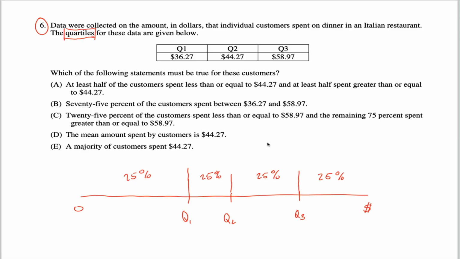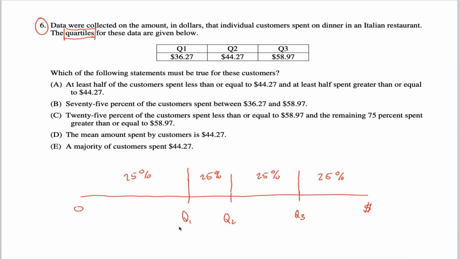Okay, I'm being a little bit loose with how I describe these. Because your data is discrete instead of continuous, these could be slightly off. The number of people that you're looking at might not be divisible by 4, so it won't be exactly 25%, but pretty close. If you keep this little picture in mind for quartiles, you can answer this question, or really any question about quartiles.